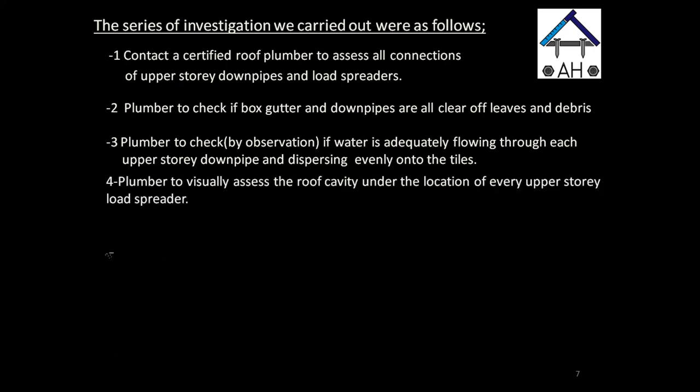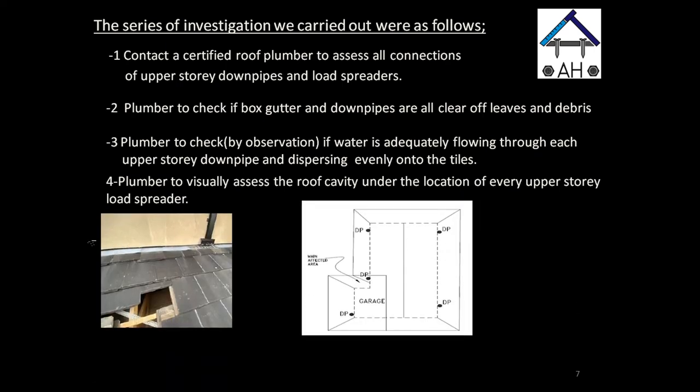4. Plumber to visually assess the roof cavity under the location of every upper story spreader pipe. As you can see in this photo below, this is done by removing some of the tiles around the location of the load spreader, and then they visually assess the roof cavity for any moisture or condensation.